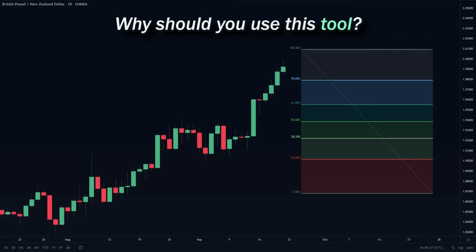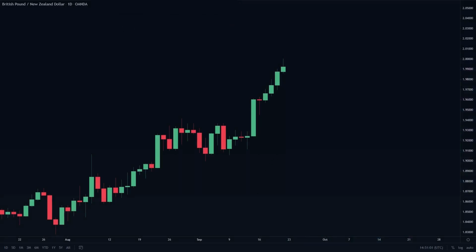Now the question is, why should you use this tool to identify pullbacks? Let me give you a scenario. Let's say that the current market is trending and you're looking to enter a position. We know that the best time to enter a position in a trending market is to wait for the trend to make a pullback. So as price makes a pullback, you can enter a buy position at the end of the pullback before the price continues with the main trend. And so how do we know where this point will be, the end of the pullback?